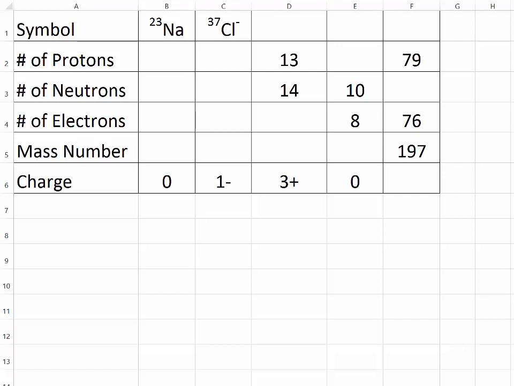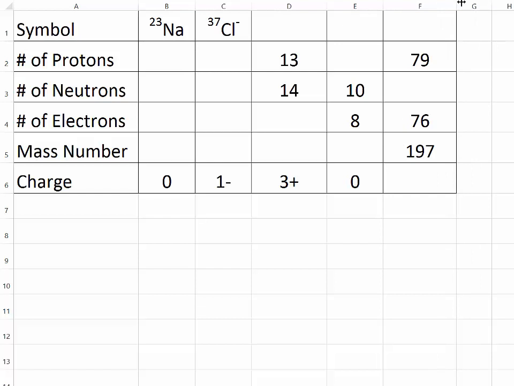If we look at the top row, the top row here should be containing symbols of our atoms or nuclides, and we're given some information from these symbols. For instance, we can look at sodium 23. Because it's sodium, the atomic number of sodium is 11. Because the atomic number is 11, that means the number of protons in this atom is 11.